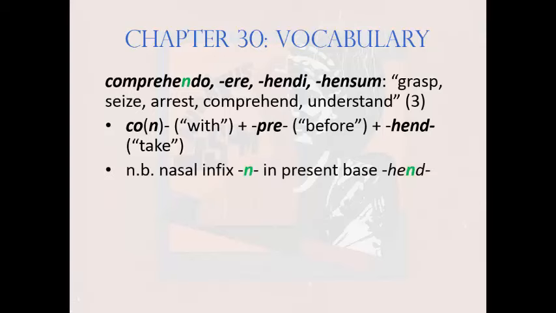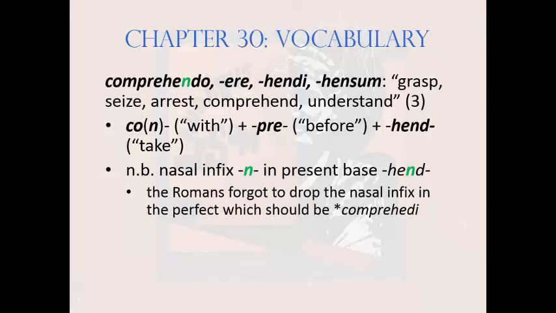Notice how the n in the present base, comprehendo, is not lost in the perfect. That nasal infix, as it's called, should be omitted in the past tense, as it is in other verbs like tango, tetigi, and vinco, vici. But apparently the Romans forgot the rule, and left the n in the perfect. What's really going on is they found this change in base just as annoying as you do, since long before the rise of the Romans, this process of adding a nasal infix to signal that a verb is present tense had ceased to be an active feature in their language.